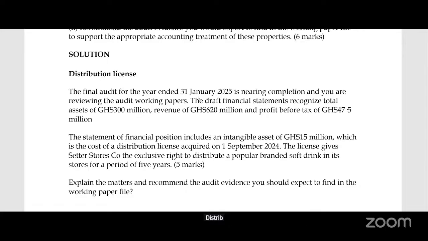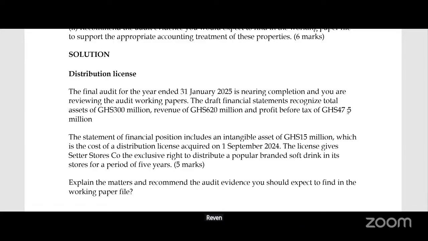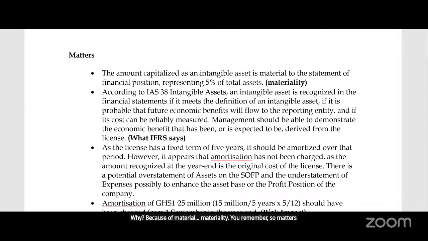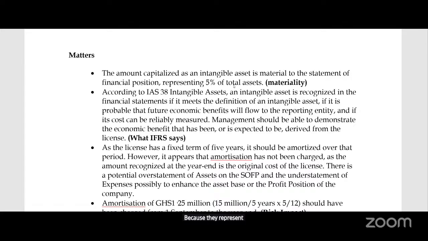Distribution license. The final audit is nearing completion and you are reviewing the audit working papers. The draft financial statements recognized assets of 300 million, revenue of 620, and profit before tax of 47.5. Do you know the reason why they gave you this in the question? This is just a recap. Why? Because of materiality. You remember, so matters. The amount capitalized as an intangible asset is material to the statement of financial position because it represents 5% of total assets.